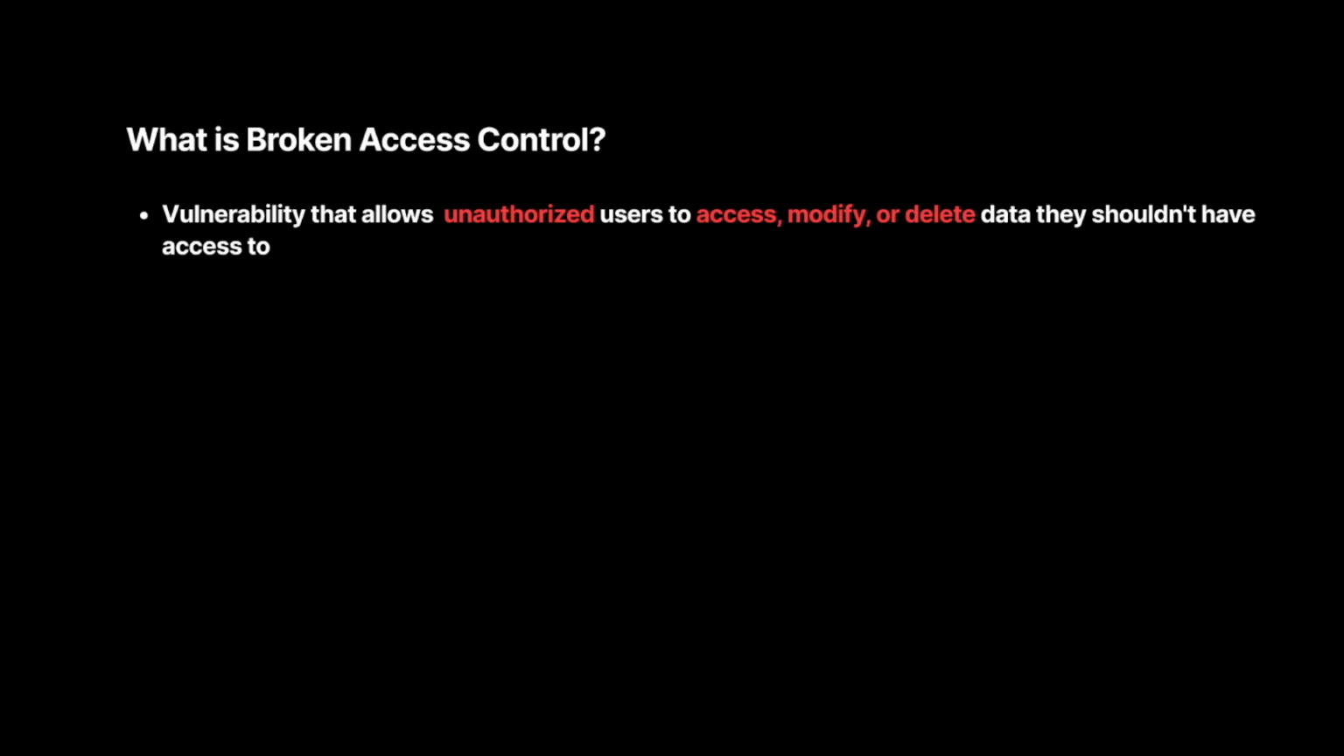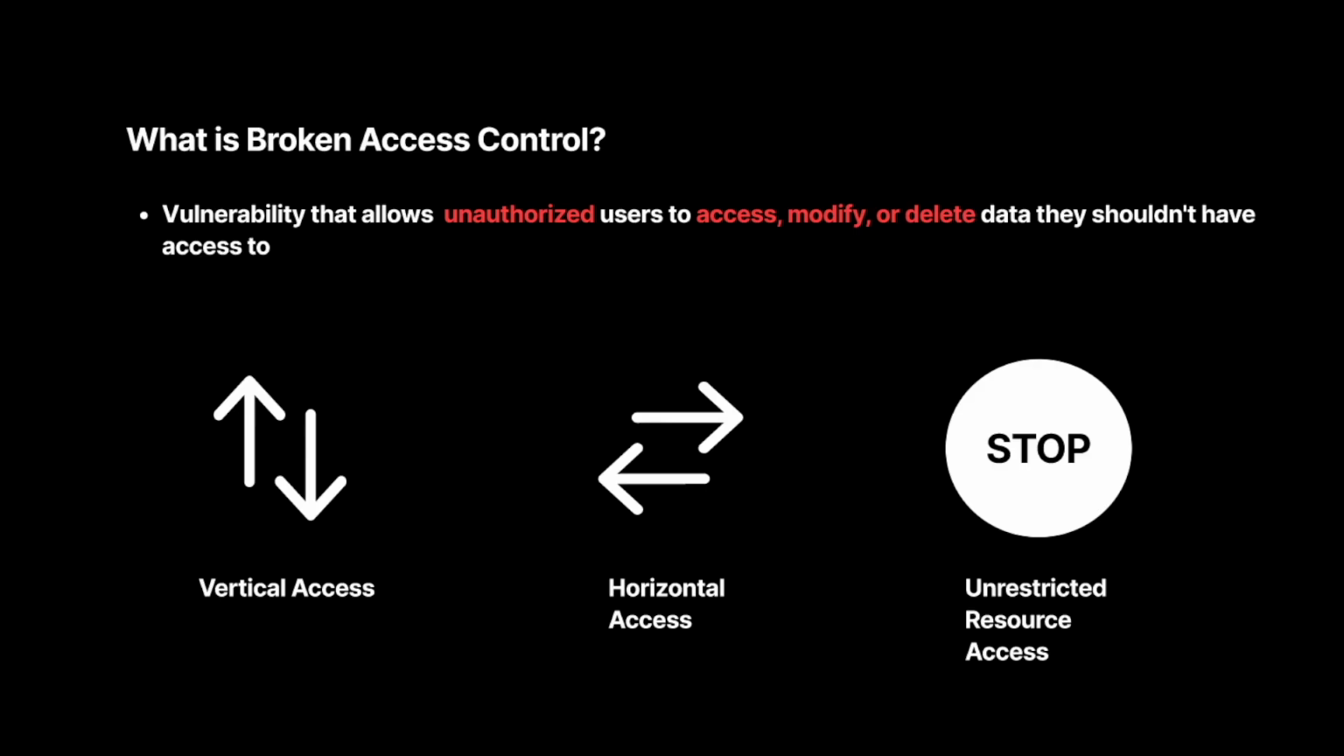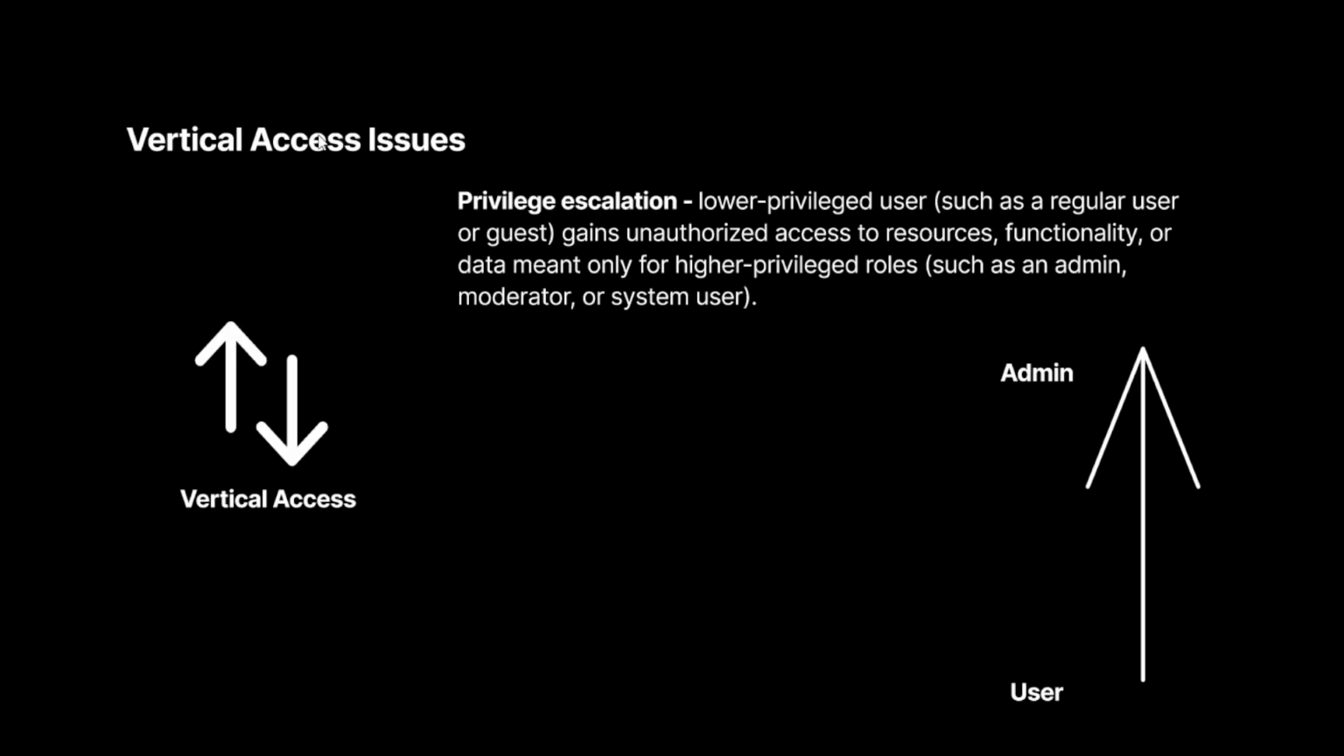So these are the different types of broken access control you can have. First being vertical access, then horizontal, and then unrestricted resource access. For vertical access issues, these are things such as when a lower privilege user is able to gain unauthorized access to these resources, functionality, or data that is only meant for higher privilege roles. So if a regular user or a guest is able to get to a functionality of an admin, that's privilege escalation. And this is tied back to when there are misconfigurations within role-based access control.